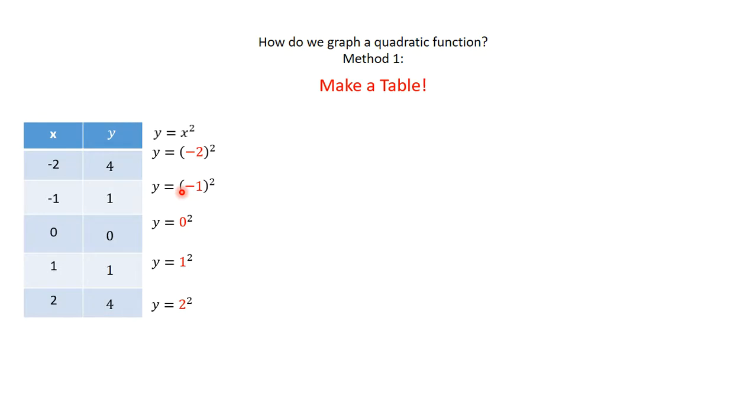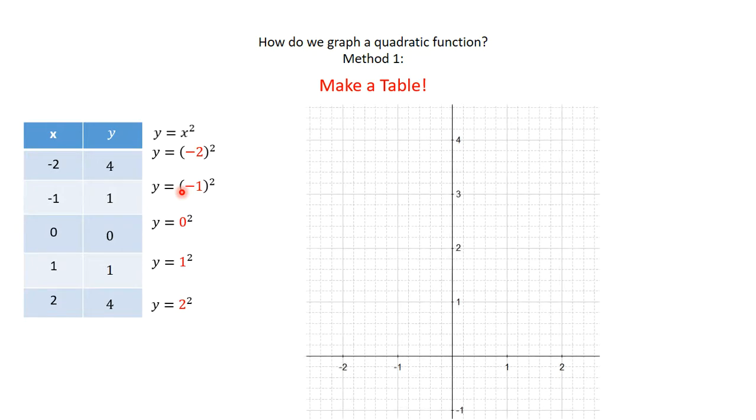So we have a table of points. Now we can graph them. So we get a graph, we can plot our points, and then connect them in a parabolic fashion. So it should be a smooth curve. You're not just connecting the dots with straight line segments.